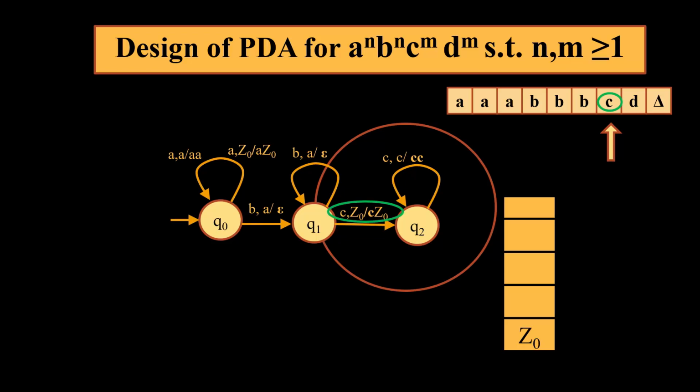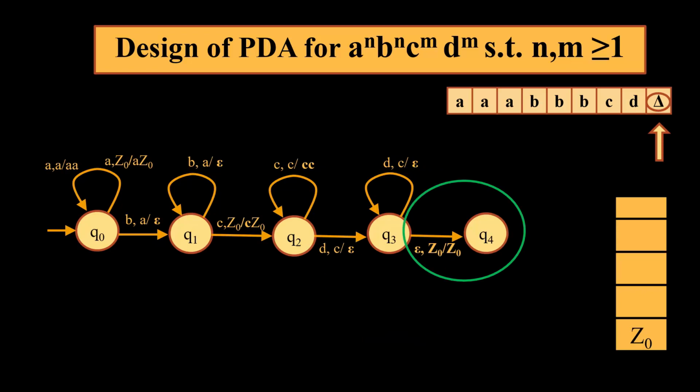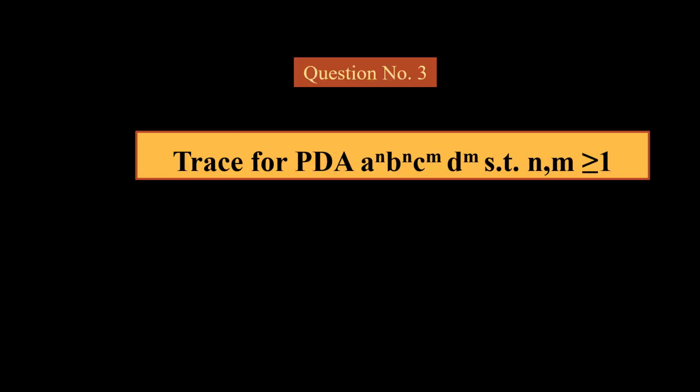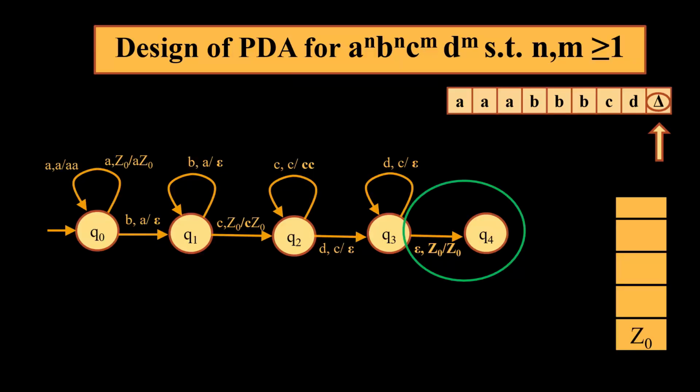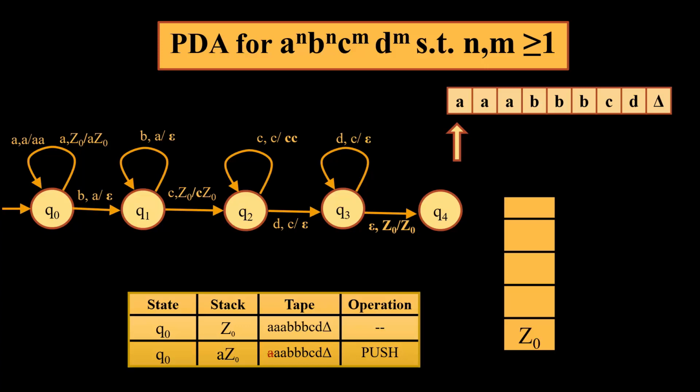When we come across C, we push it on the stack, and the moment we come across D, we start the pop operation. Corresponding to every D which is read, we pop a C from the stack. When the tape is empty, we should have Z0 on the stack, and this is how we move towards the accept state. The trace for this machine is provided over here for A3, B3, C1, D1.